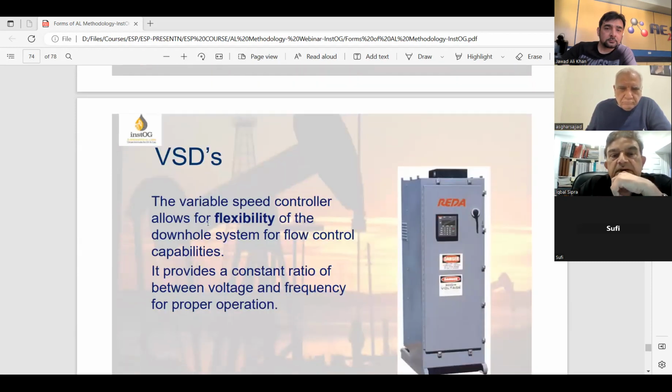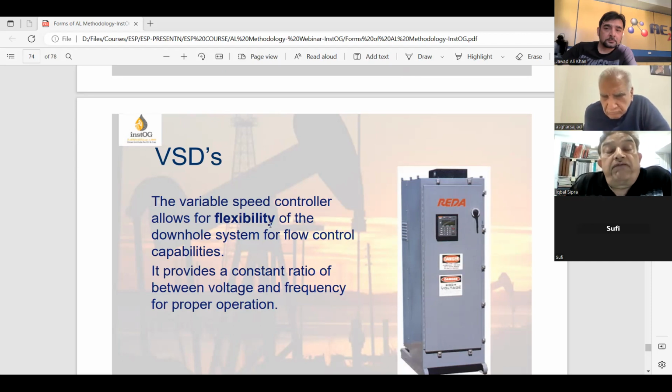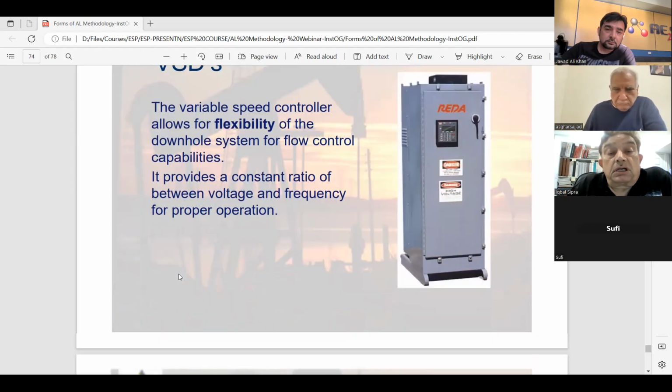This is the VSD. The pump is designed for a specific rate and condition, but in case you want to change the pump conditions and operating range, you need a different frequency. This is an easy way instead of installing a different pump each and every time. One pump can be supplied with a varied frequency, and the VSD is the one that supplies the varied frequency. The variable speed controller allows flexibility of the downhole system. For flow control capabilities, it provides a constant ratio between voltage and frequency.